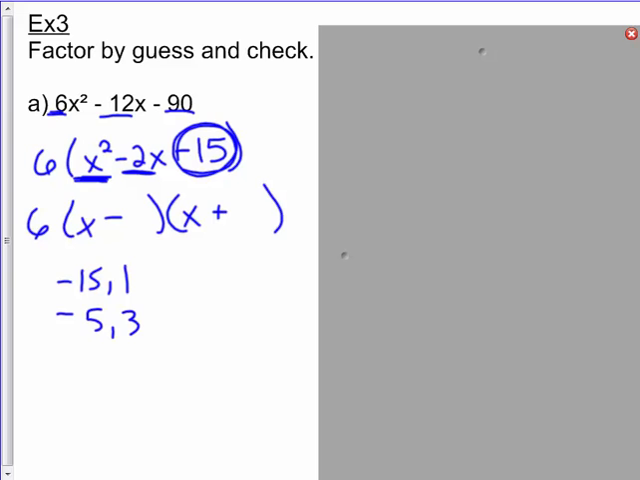If I look at the first one, negative 15 and 1, that gives me negative 14. Nope, not what I wanted. But the second one, negative 5 and positive 3, if I was to FOIL that out, my middle term would be negative 2x. So that's my answer here. Notice negative 5x, positive 3x is a negative 2x there.